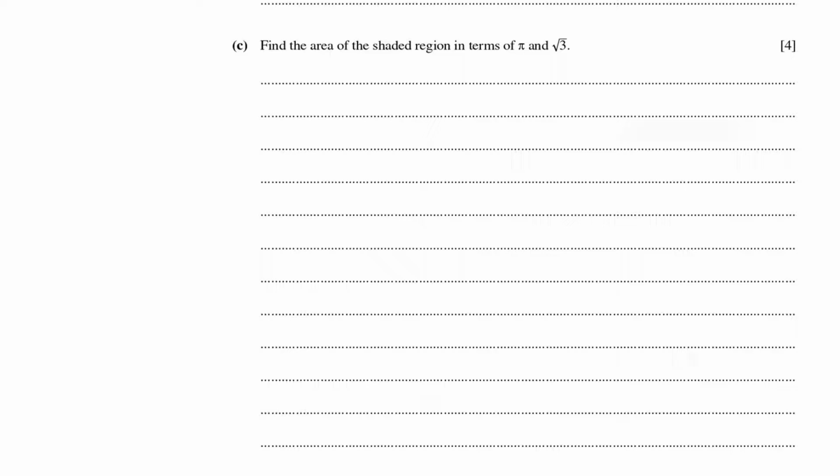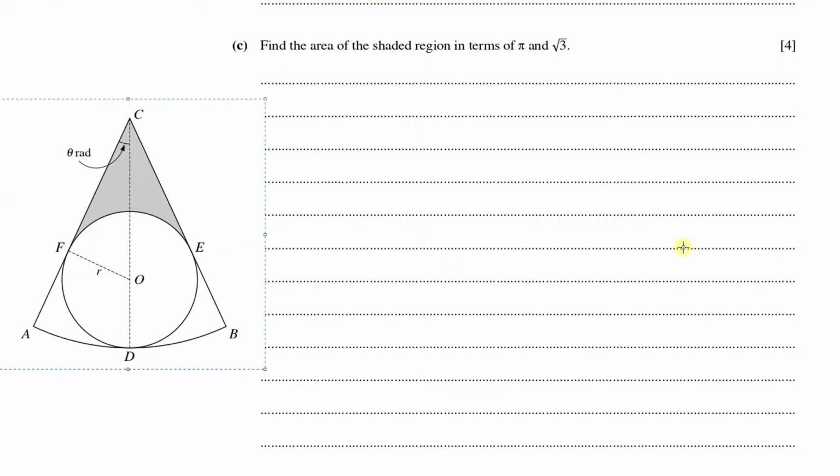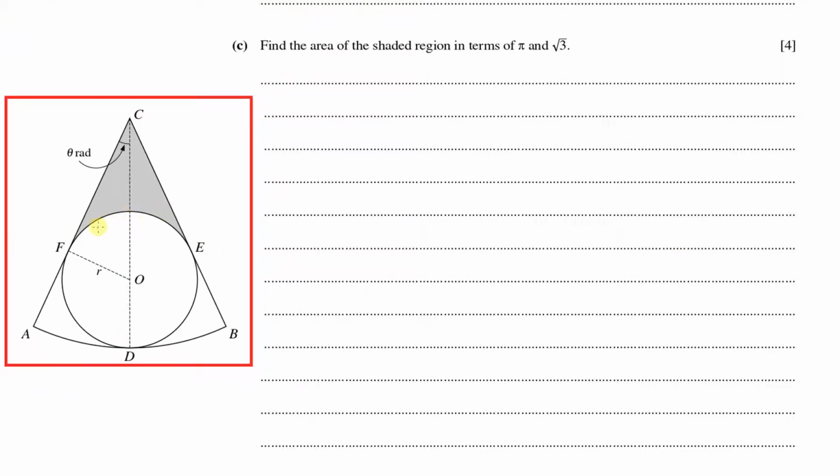Find the area of the shaded region in terms of pi and root 3. So here is the diagram. What we're looking for here is the area of the shaded region. Now, in order for us to find the area, let us consider this triangle right here. That's triangle FOC. If we can work out the shaded region under the triangle FOC, then we can always multiply it by 2 to get the total shaded area.